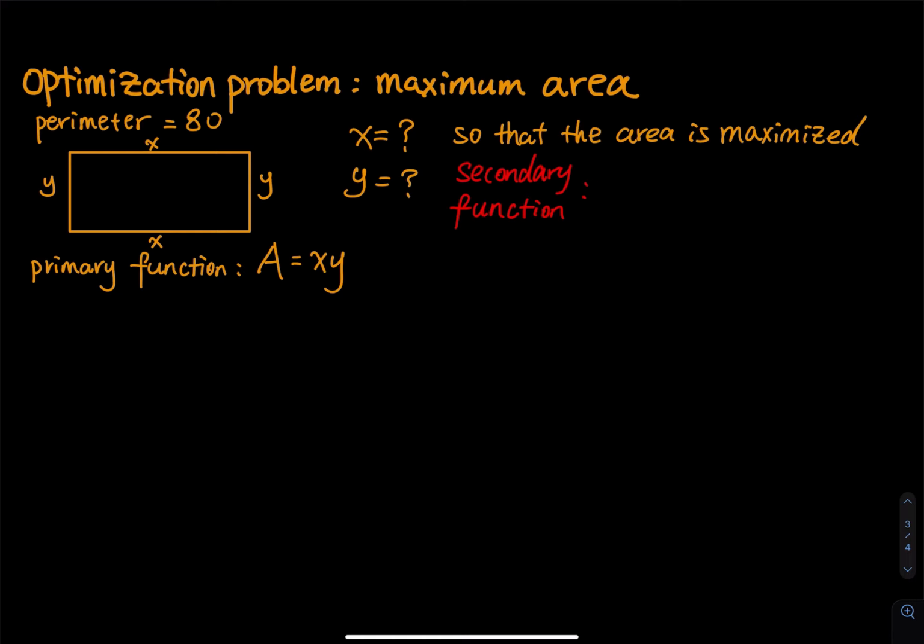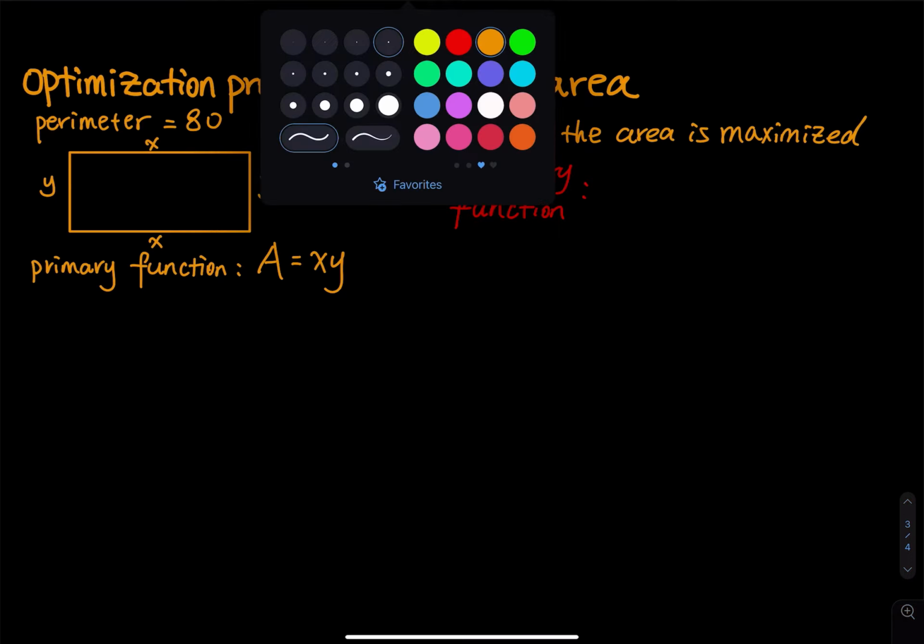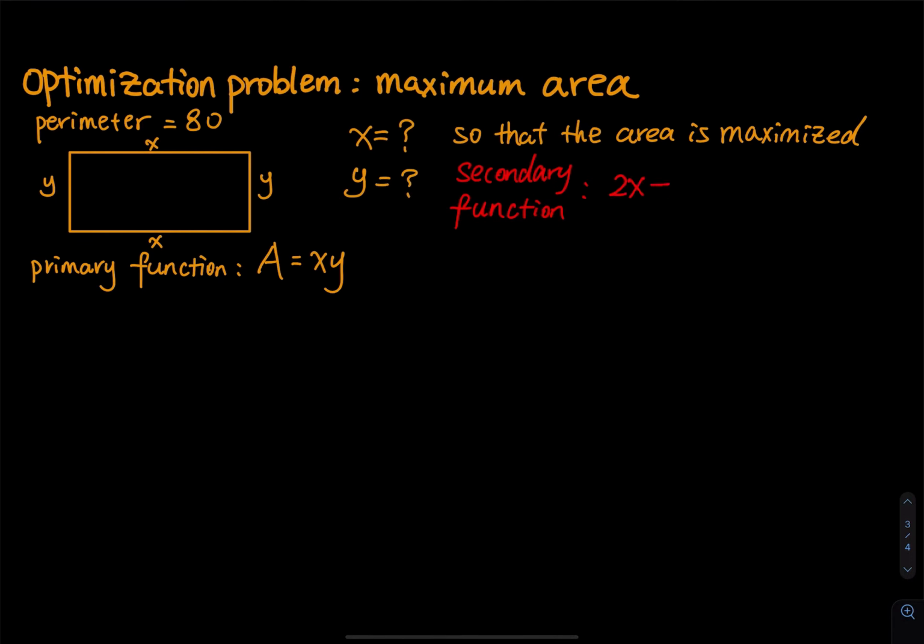This is one function in two independent variables, x and y. We cannot just take the derivative like this. We have to rewrite y in terms of x or x in terms of y. So let's see what we can do for the secondary. The secondary function refers to what is given. They gave you that the perimeter is equal to 80. So the perimeter is 2x plus 2y equals 80.